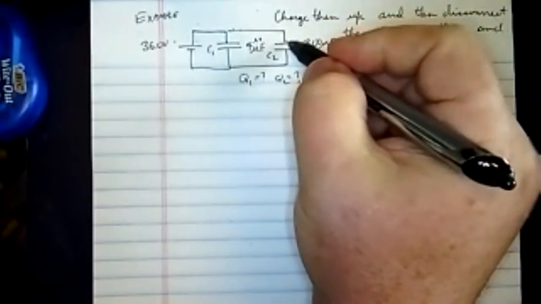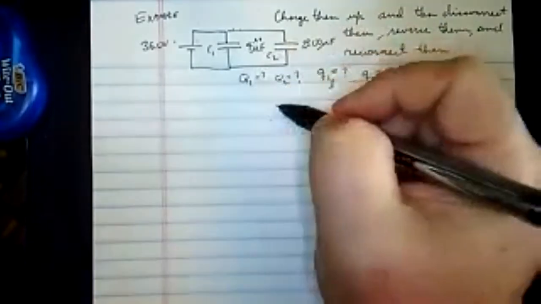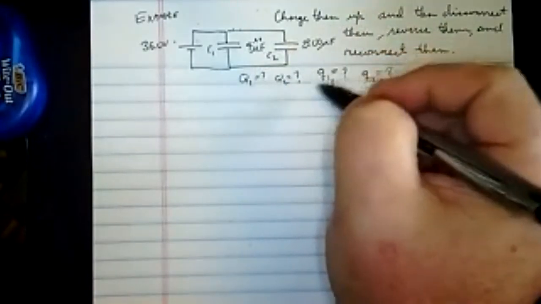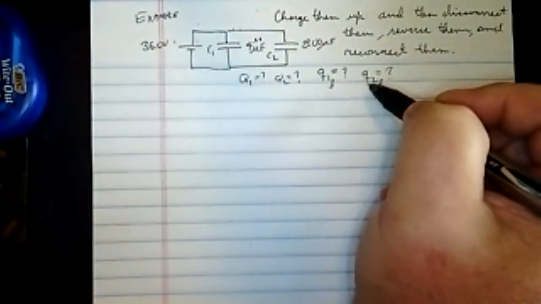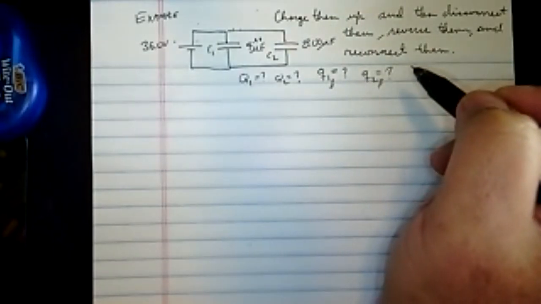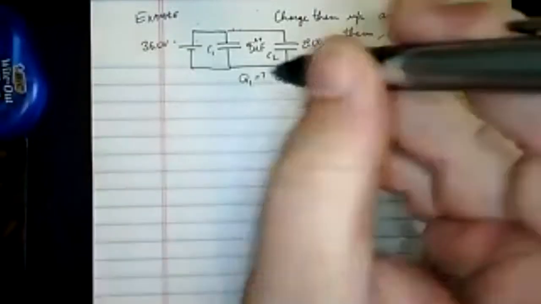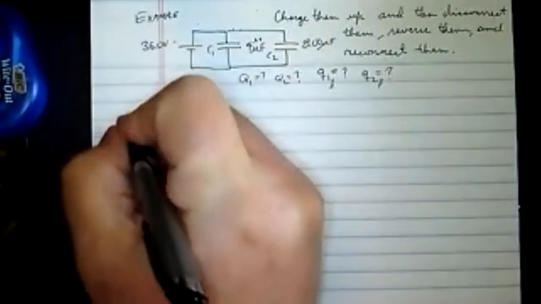So I'm basically going to take the positive side of this and connect it to the negative side of that, and the negative side of this and connect it to the positive side of that, and the charges are going to rejigger themselves, and then you're going to try to figure out, well, what's the new one? So let's first off start with finding Q1 and Q2.